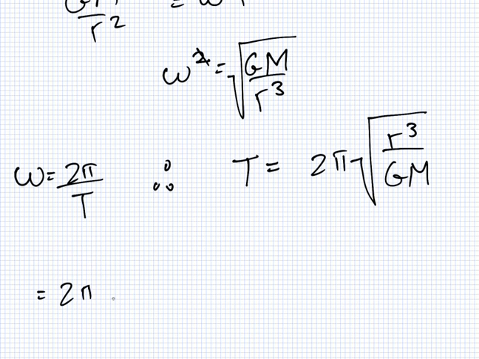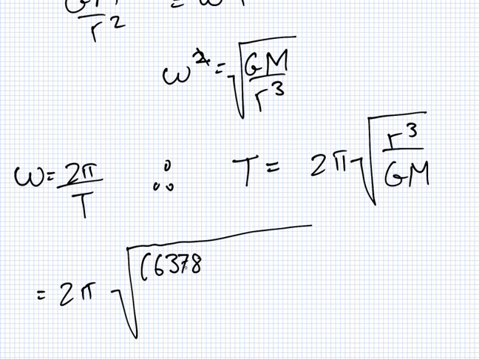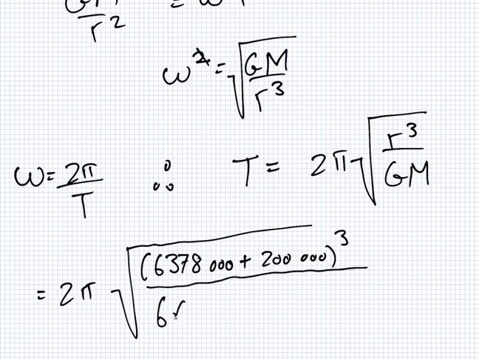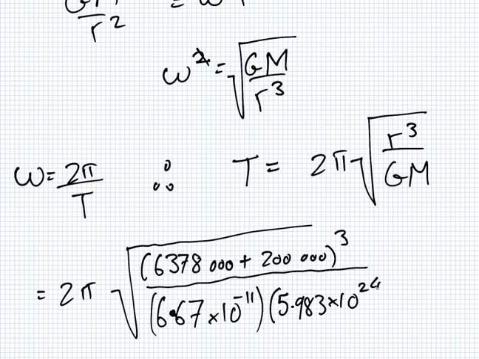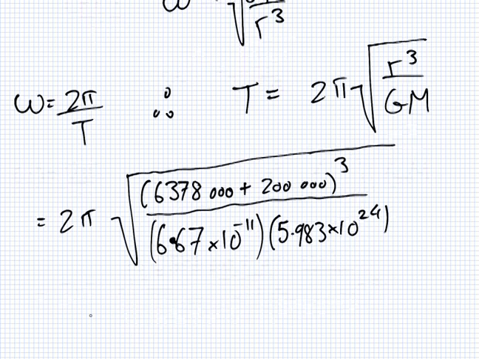2 pi square root 6378000 plus 200,000 cubed all over 6.67 times 10 to the minus 11 times the mass of the Earth, which is 5.983 times 10 to the 24. So can you just hit that in on the calculator, and we'll just leave that as our example.